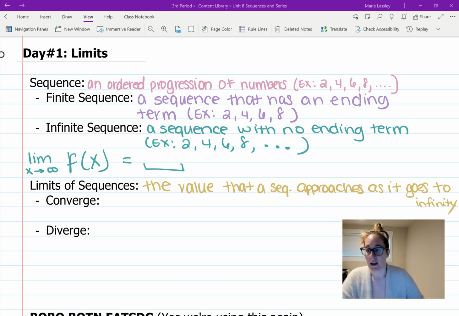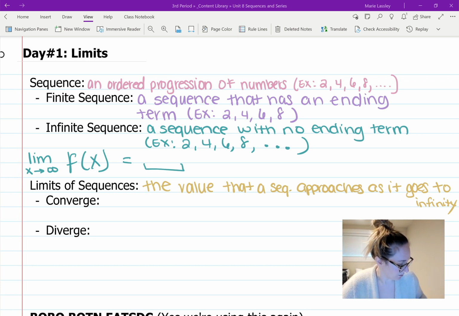Based on these limits, there are two types of sequences. There are sequences that converge, and there are sequences that diverge. A sequence that converges is a sequence that does approach some value, not just infinity. So converging means that our sequence approaches some unique value.